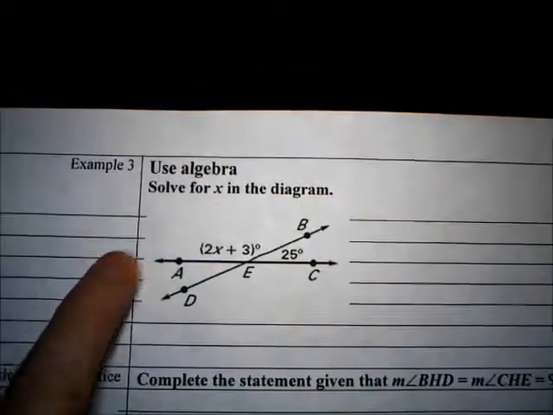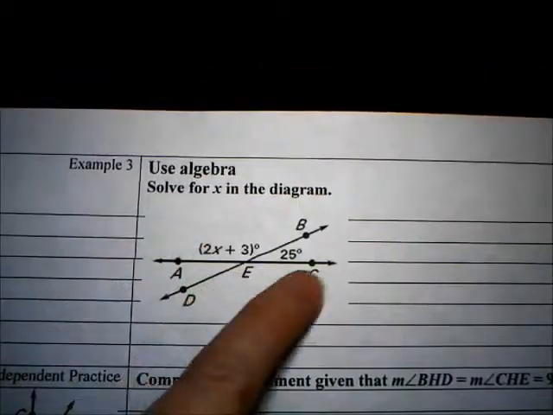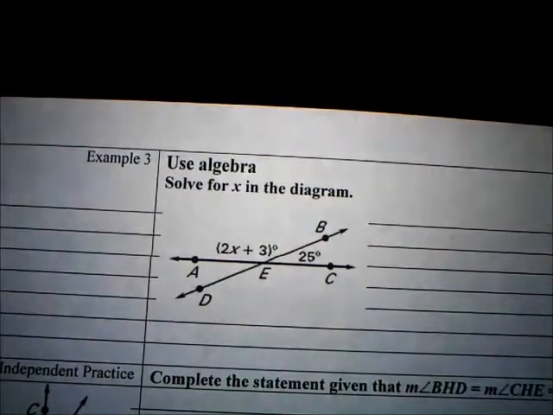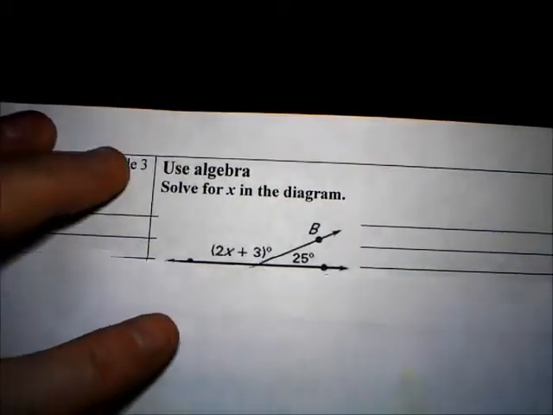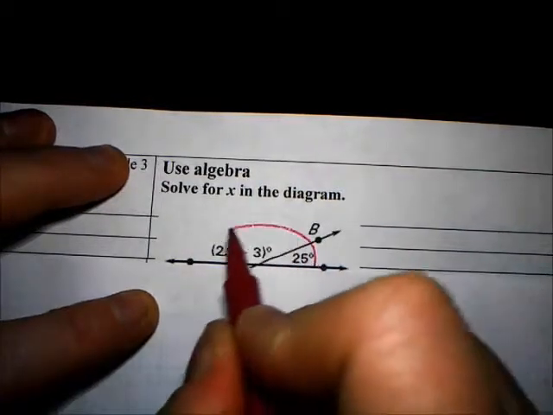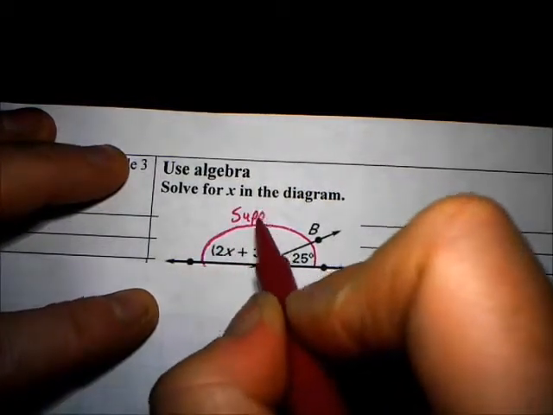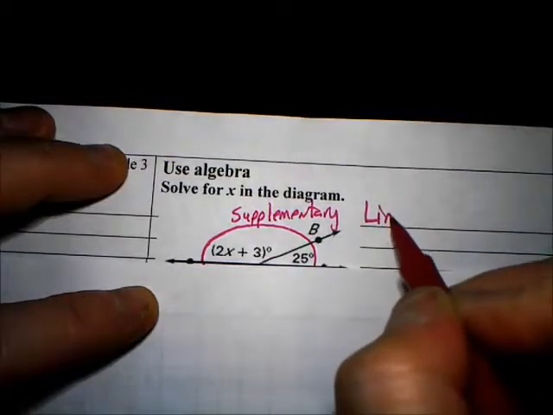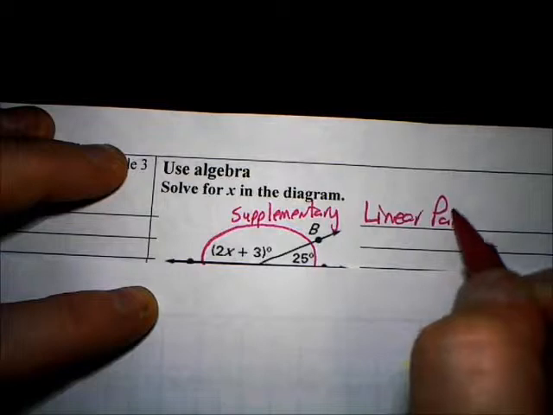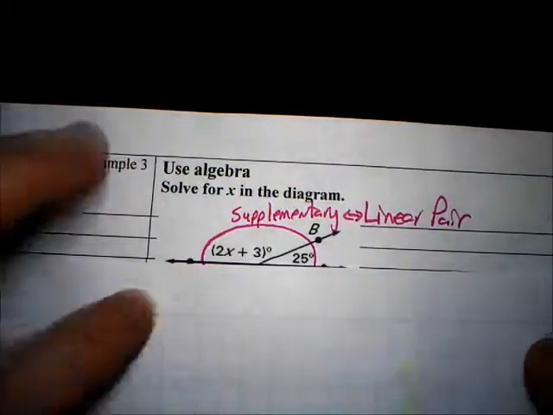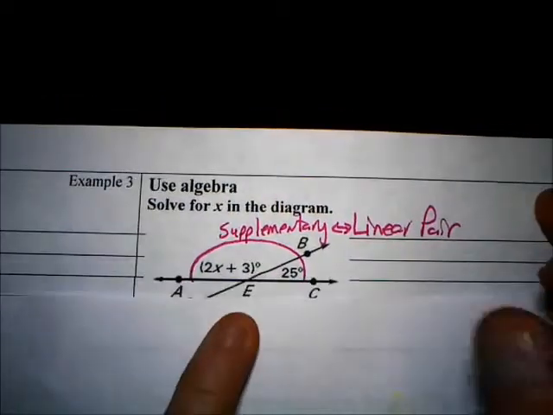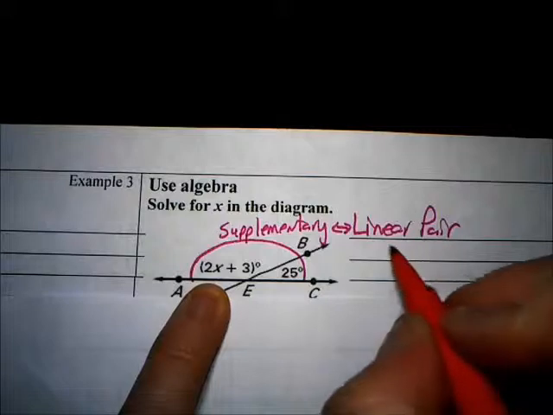Okay, number 3 says use algebra, solve for x. If I'm looking at these angles, what kind of angles would you call these? And on this one, I can actually ignore the bottom. Notice these are supplementary angles, but they're also called a linear pair. Okay, those coincide. Either way, that means they both add to 180 degrees.